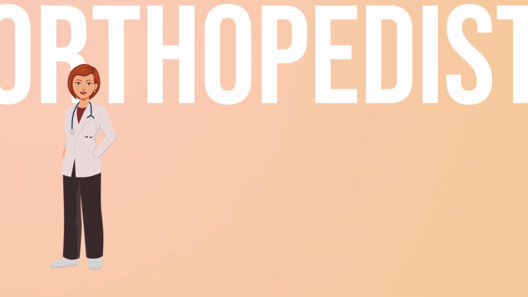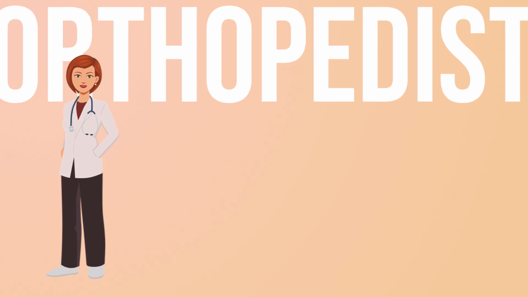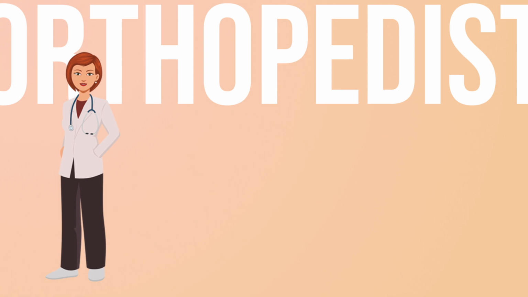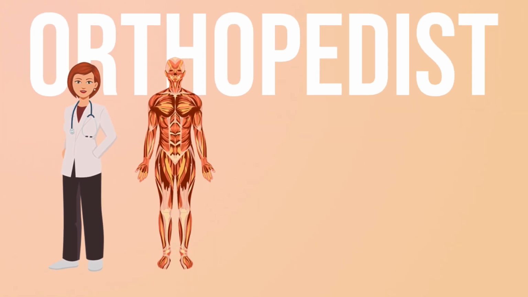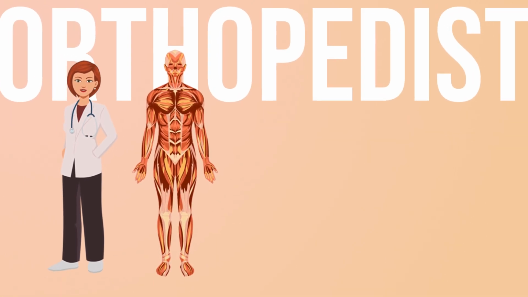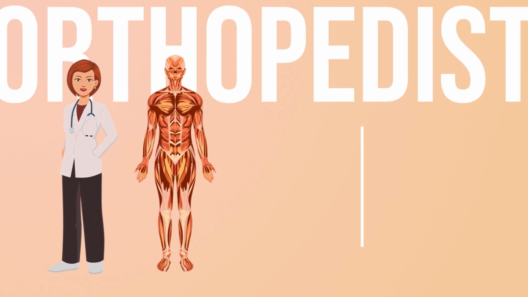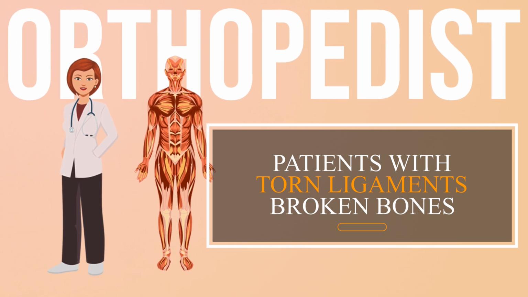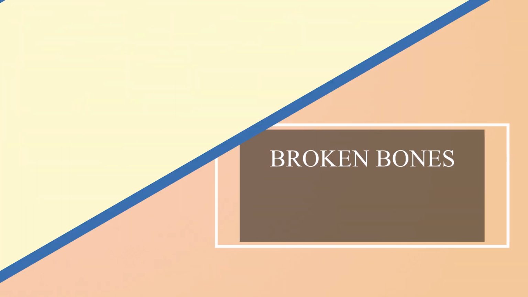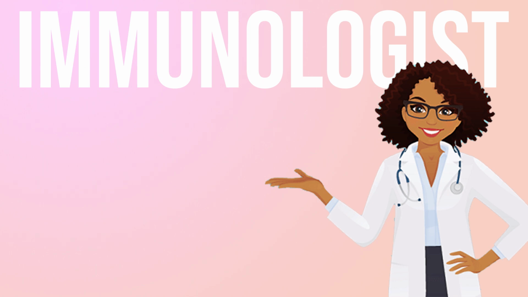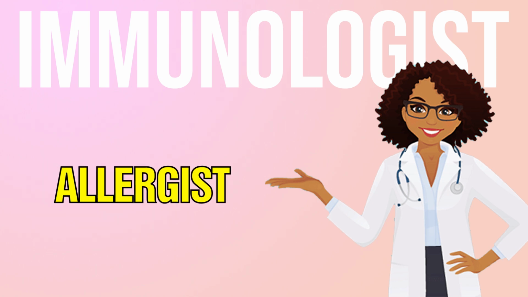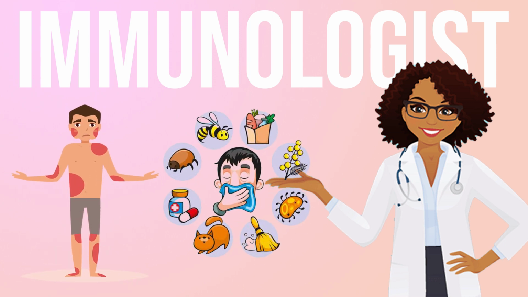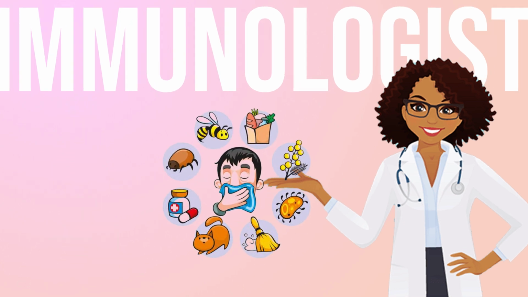6. Orthopedists. Now that we've mentioned it, orthopedists are the doctors who specialize in diagnosing and treating problems related to muscles and the musculoskeletal system in general. Patients with injuries such as torn ligaments and broken bones usually turn to these doctors for treatment. 7. Immunologists. Also called allergists, these doctors specialize in treating asthma and other diseases of the immune system, including allergies.